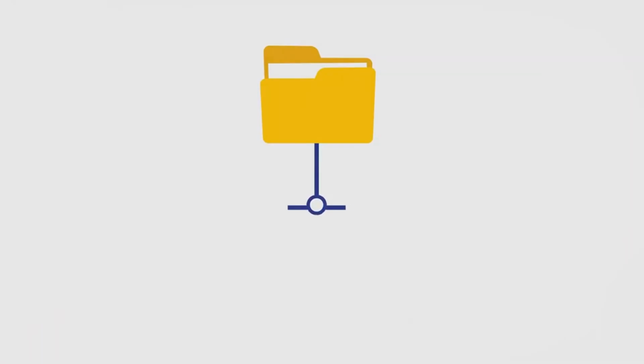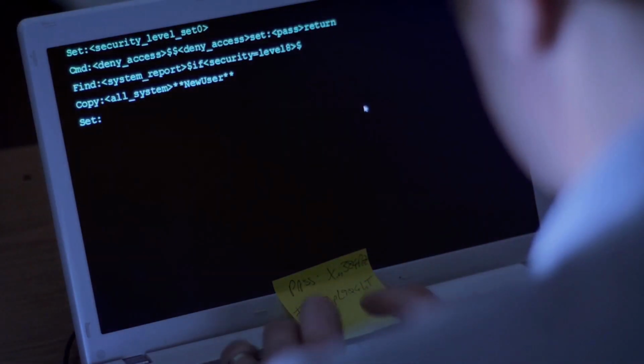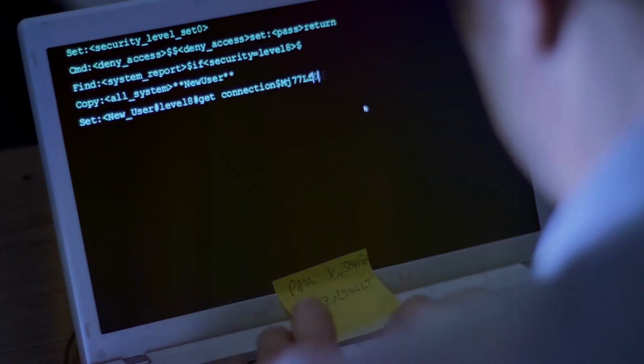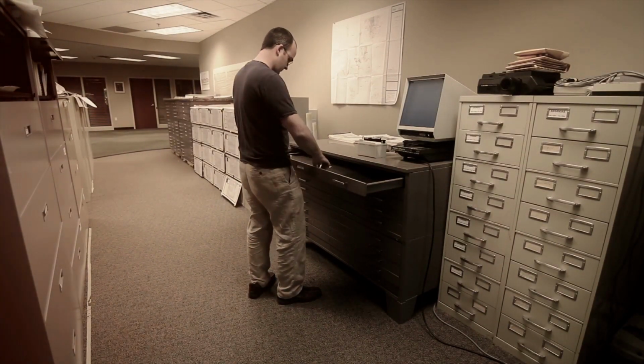Section 4. File systems, the brains behind the storage. Behind the scenes, computers use something called a file system to keep track of all those files and folders. Think of it as the master organizer, making sure everything is stored properly and easily accessible.